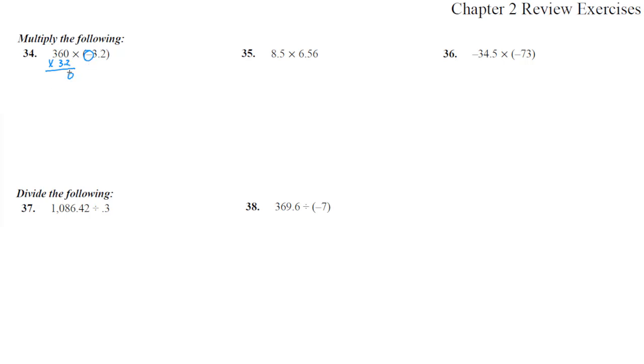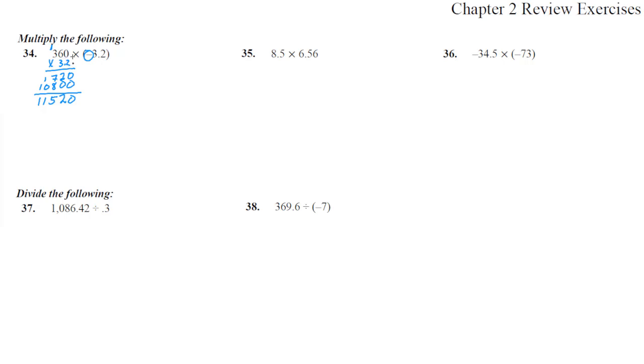2 times 0 is 0. 2 times 6 is 12. Carry the 1. 2 times 3 is 6 plus 1 is 7. Put a 0 down for that second number. 3 times 0 is 0. 3 times 6 is 18. That's a 1 again. 3 times 3 is 9, plus 1 is 10. 0, 2, 7 plus 8 is 15. 1 plus 0 is 1, and 1.